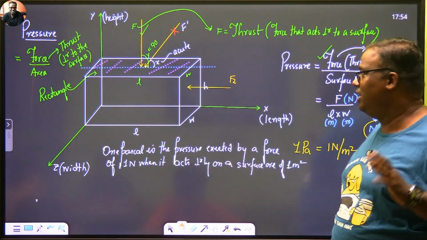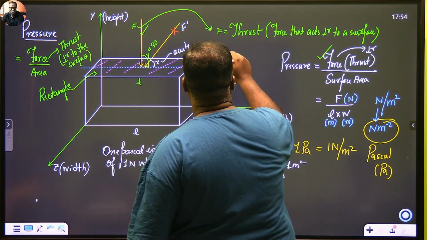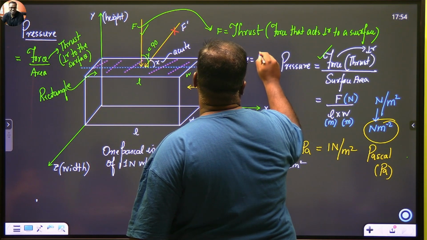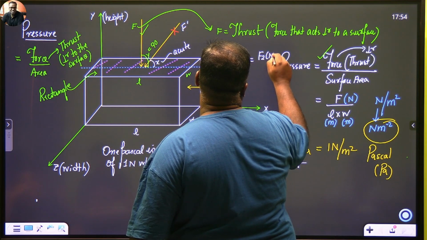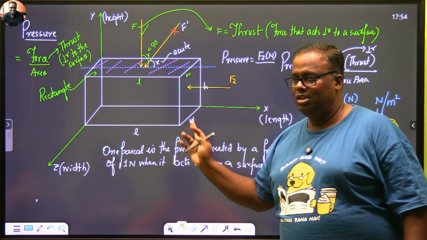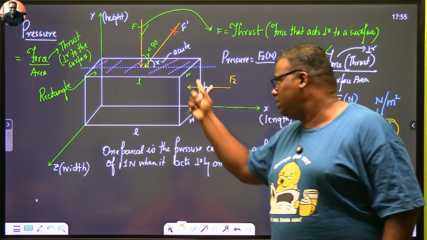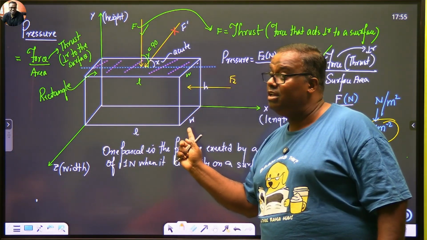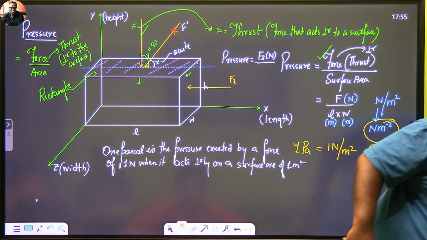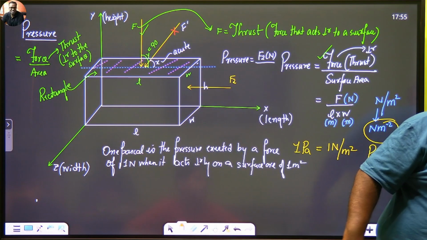So the pressure exerted by F2 would be equal to the value of F2 divided by the area of the right side face. And what is the area of the right side face? The right side face is also like a rectangle whose length can be related to the width, and the height is the height of our current cuboidal block. So its area would be W times H, right? Its area will be W times H.